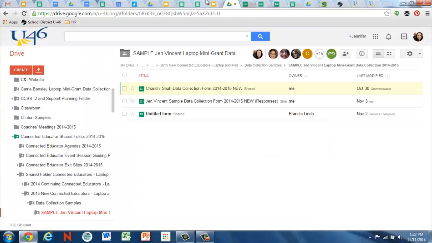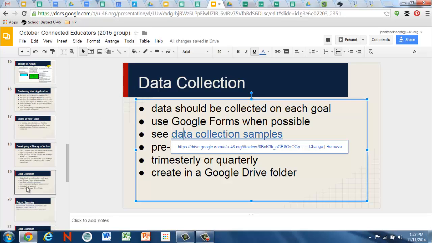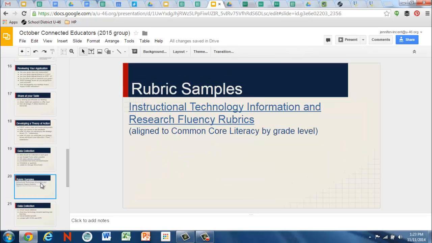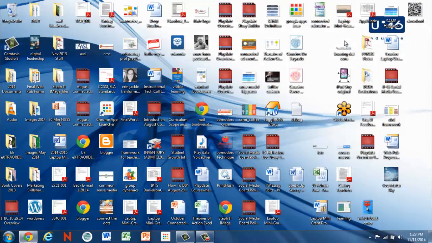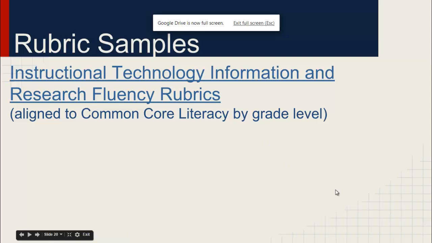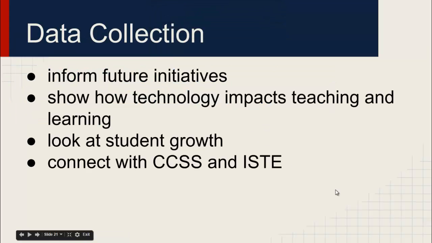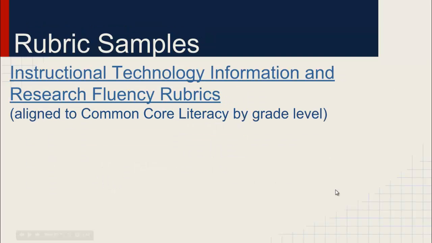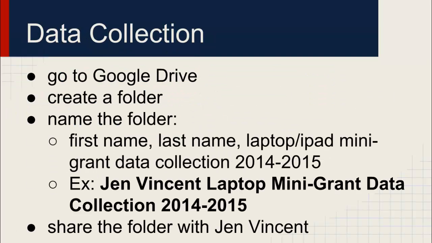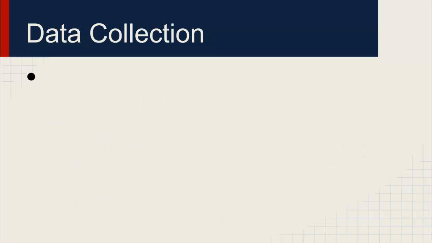So then once you have your plan set up for your rubrics and how you're going to collect data, then you will share it with me in a Google Drive folder. So create the folder and name the folder with your first name, last name, laptop or iPad mini grant data collection 2014-2015, and then share the folder with me.